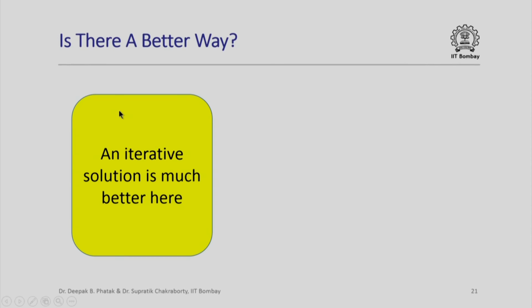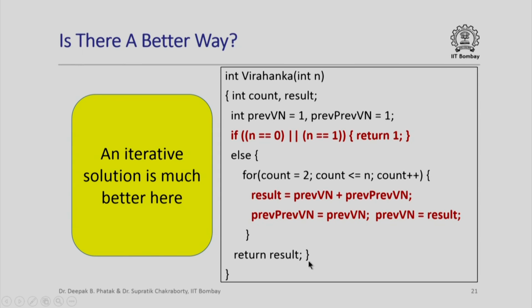So is there a better way to compute Virahanka numbers? It turns out that there is, and this is an iterative solution. So here I have shown the iterative solution. Basically in the termination cases we return 1 directly, otherwise we have a loop which keeps iterating from 2 onwards, because we already know Virahanka 0 and Virahanka 1. So this keeps iterating from 2 onwards until it reaches the input value n, and in each iteration of the loop I compute the next Virahanka number by adding the previous 2 Virahanka numbers.